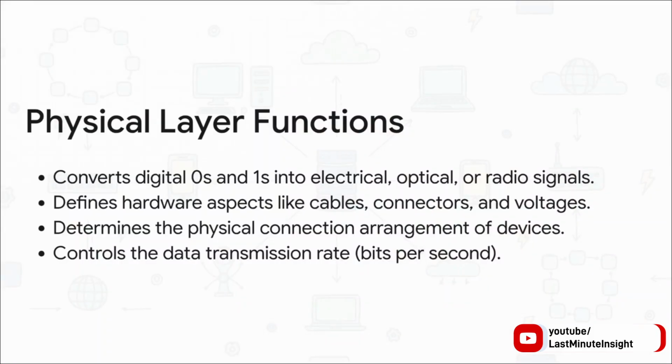That's it. So you can think of this layer like a translator. It's turning the digital ones and zeros from your computer into actual physical signals, whether that's a pulse of electricity, a flash of light, or a radio wave. It's the layer that defines the rules for the cables you use, the shape of the little plastic connectors, and even the speed limit for your data.